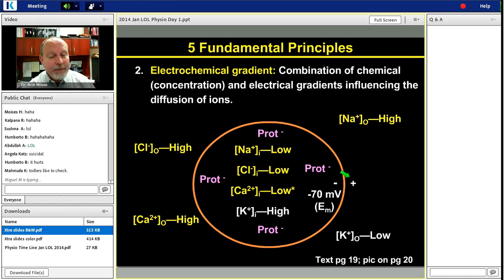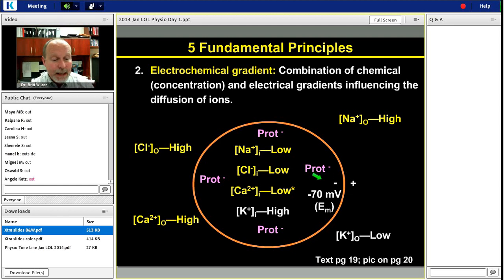If the inside of the cell is negative, sodium is positive. So electrically, do you agree sodium wants to move into the cell? There's an electrical charge tending to pull it into the cell. Good. For chloride, which way does it want to go electrically, in or out? Electrically, it wants to go out because it's a negative charge. Outside is positive, so that's the electrical force.